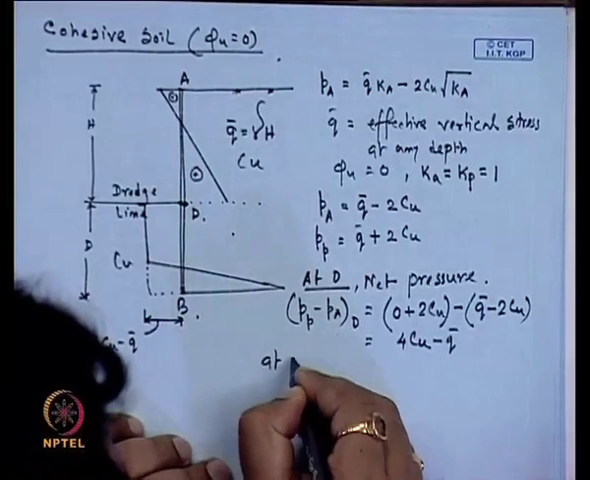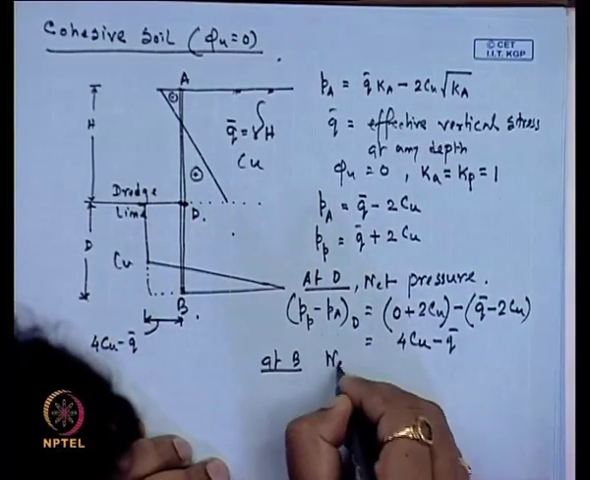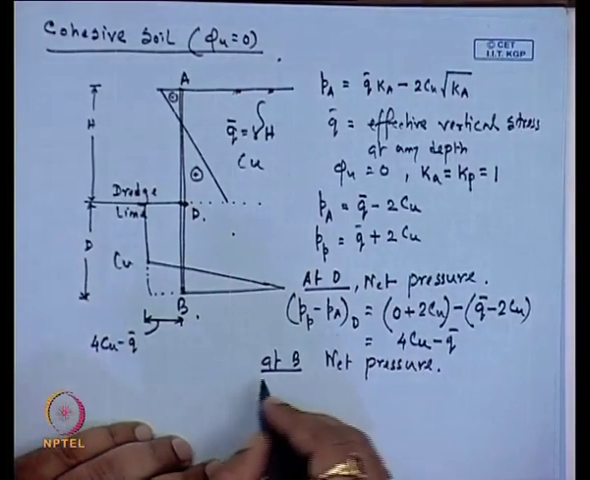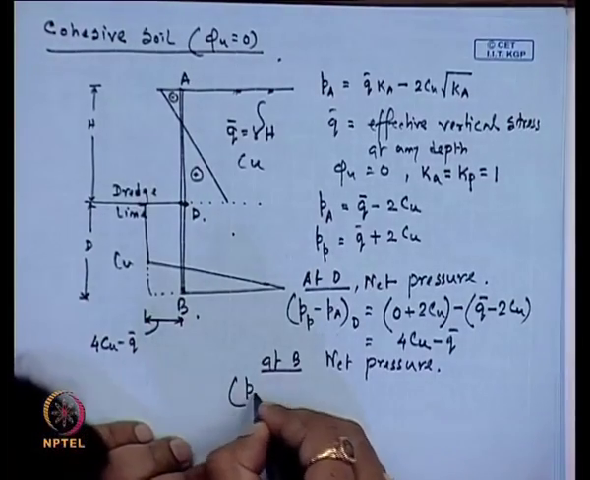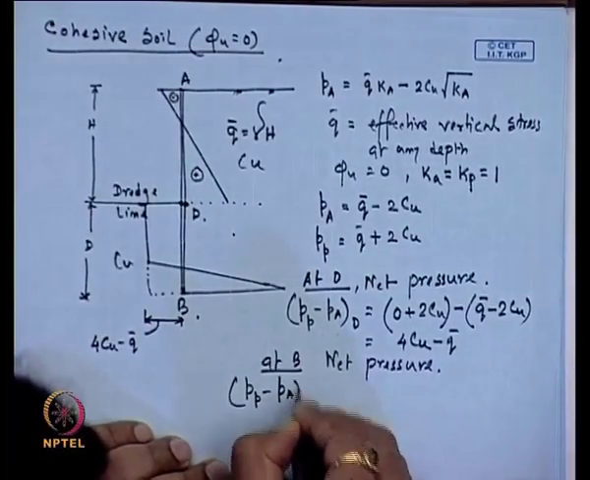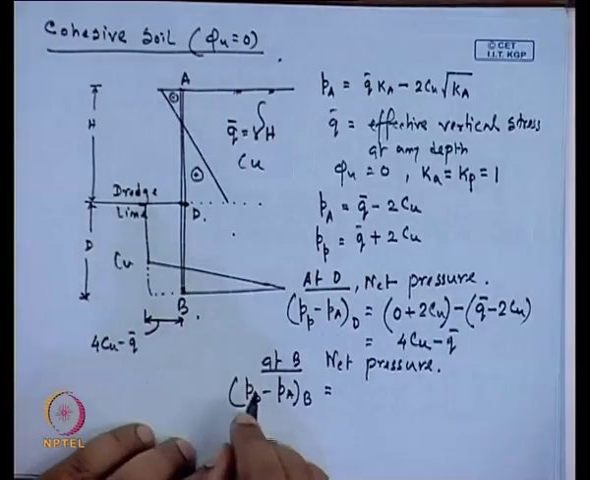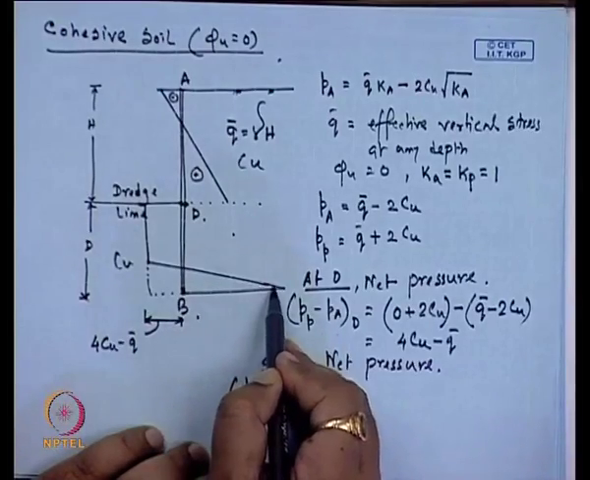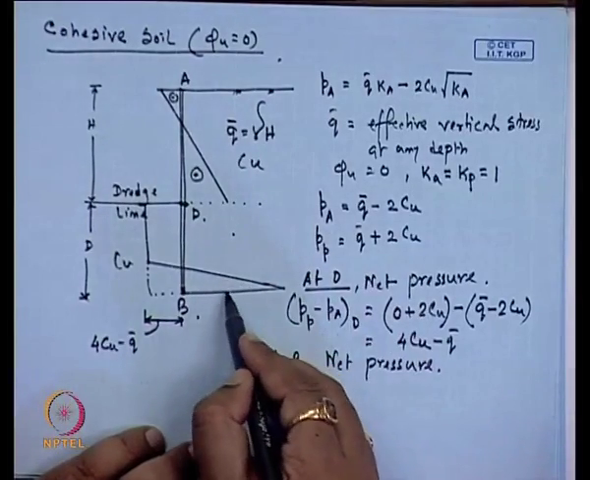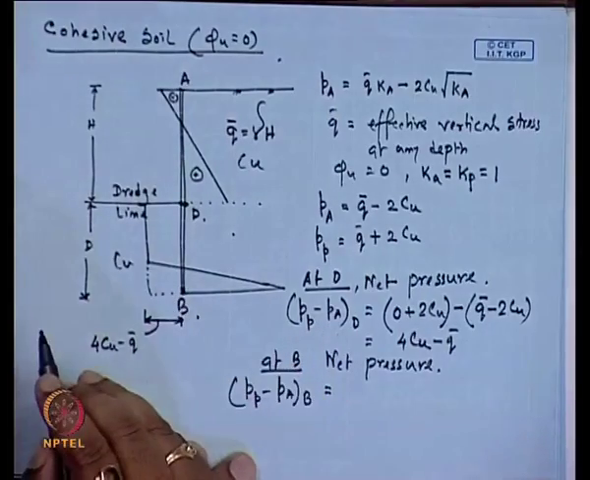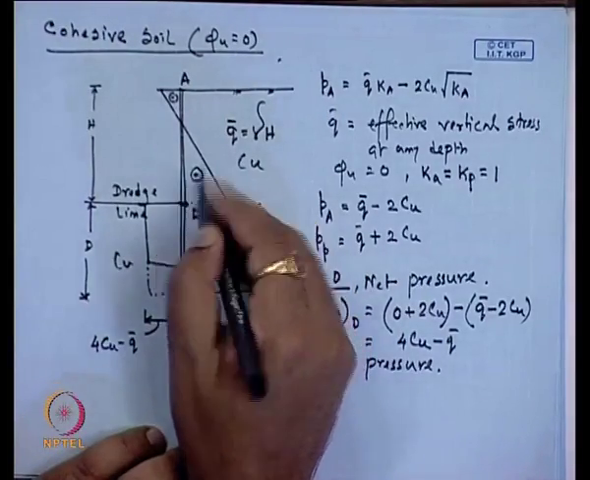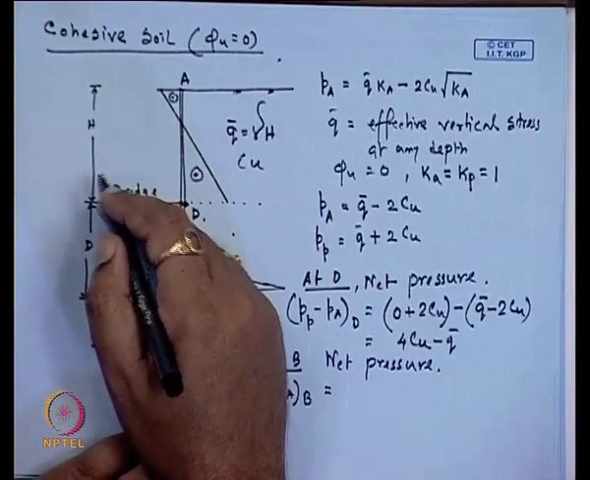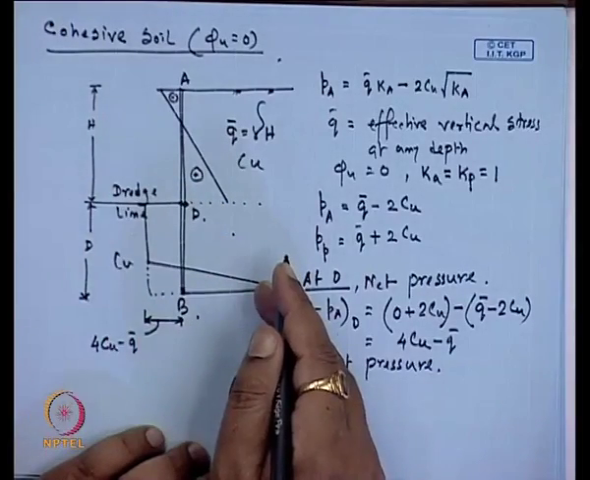Similarly, at B point, the net pressure is P_P minus P_A at B. At this point B, on the right-hand side there will be passive pressure and on the left-hand side there will be active pressure, because at this point the right-hand side is active pressure and the left-hand side is passive pressure, but at the base the right-hand side is passive pressure and the left-hand side is active pressure.